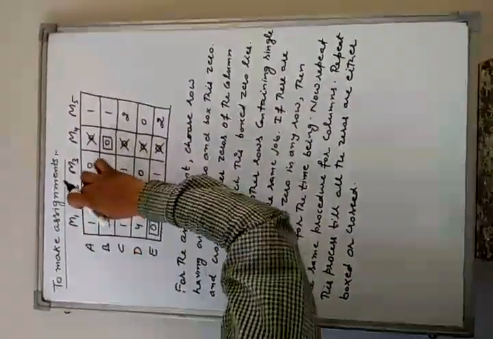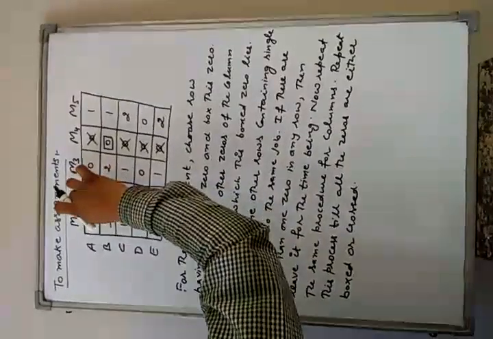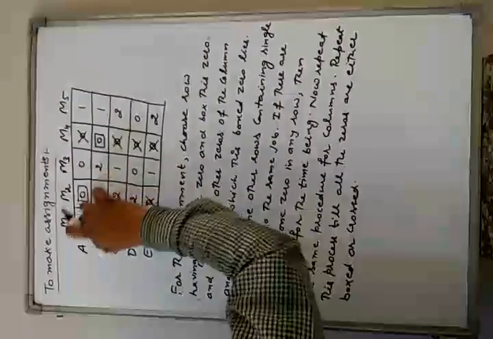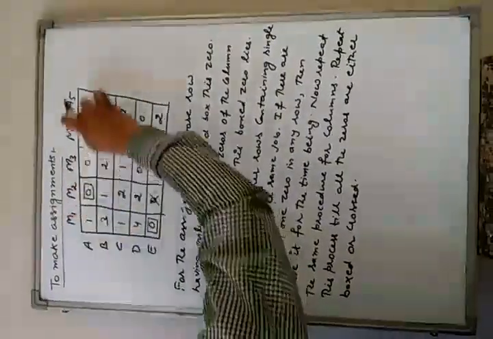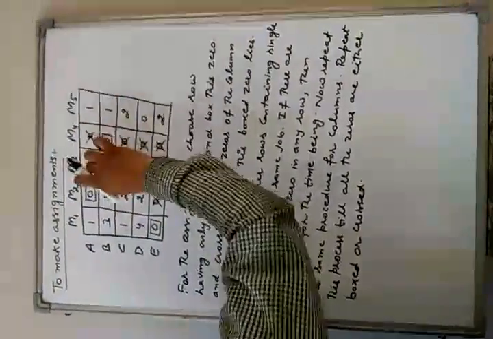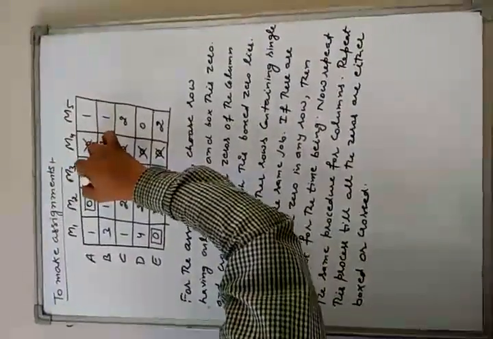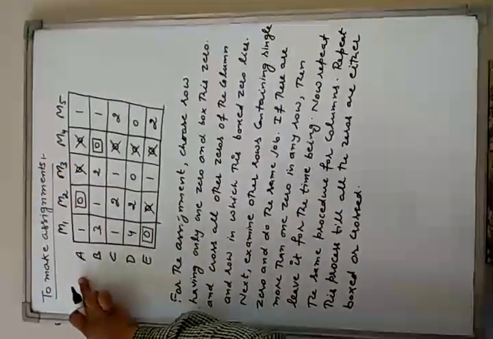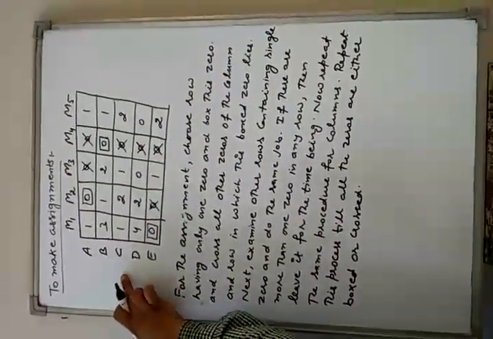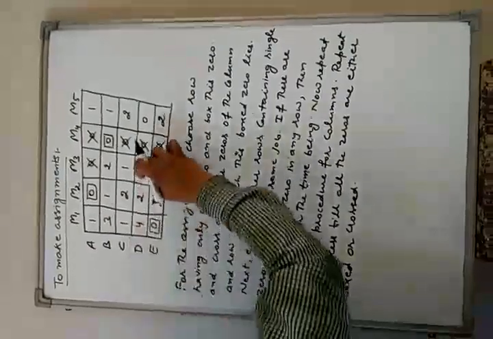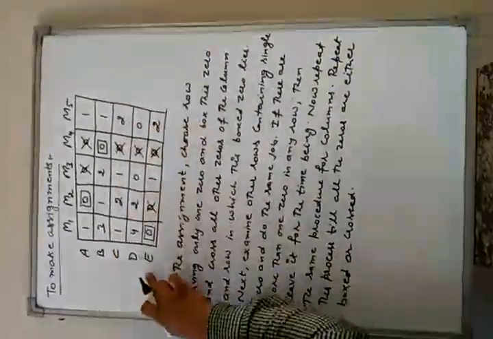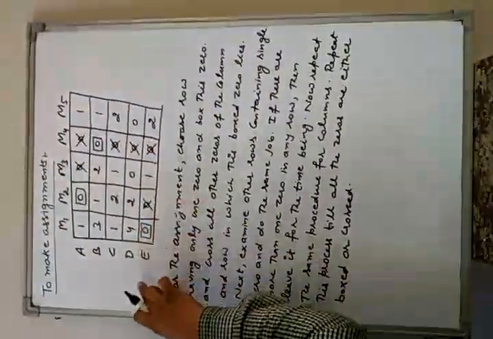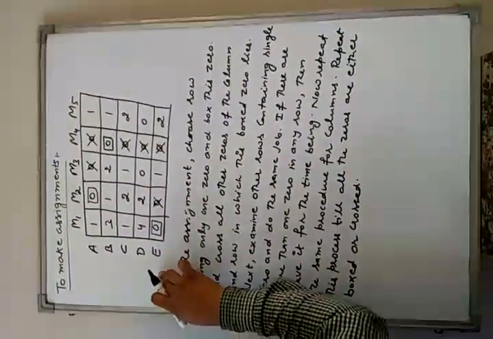This boxed zero lies in this column, and in this column no zero is left. This boxed zero lies in this row, and in this row one zero is left. Cross this one zero. Now we will repeat the same process. Here no zero, here no zero, here no zero, here two zeros lie in this row, here no zero. As there is no row in which a single zero lies, we will look column wise.